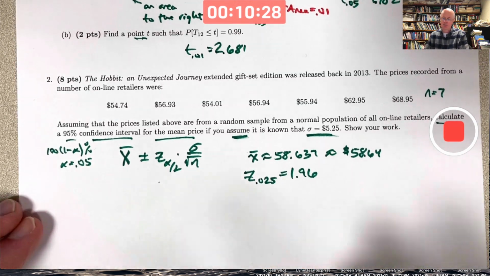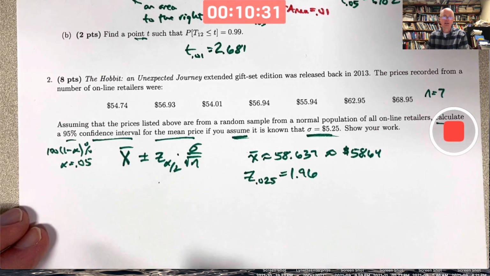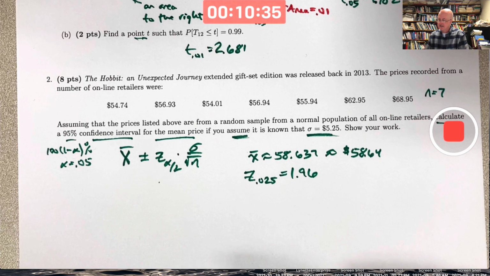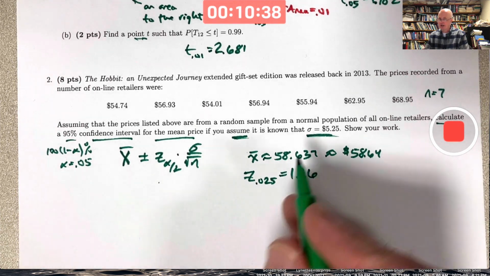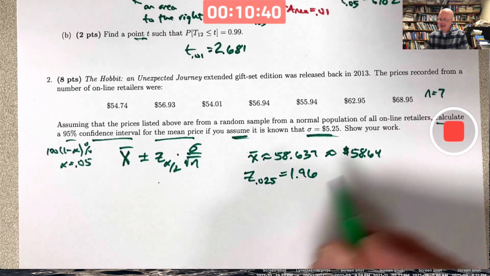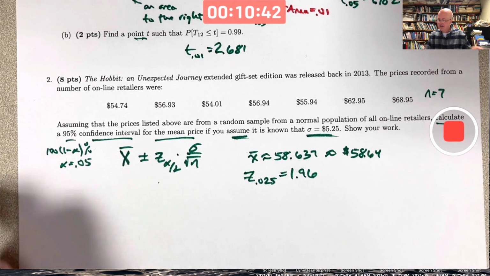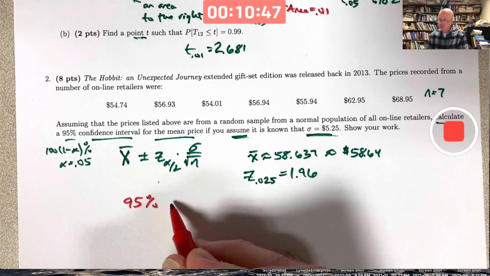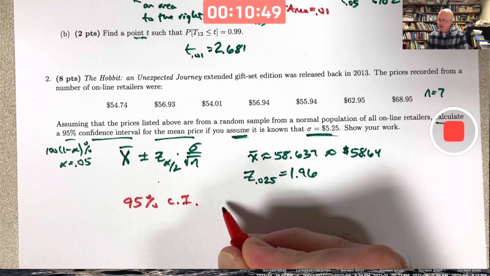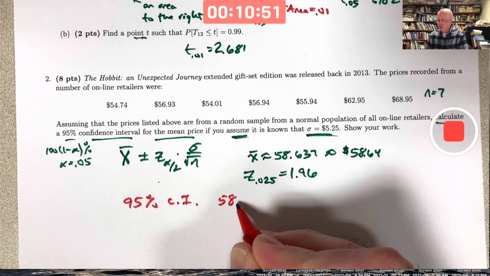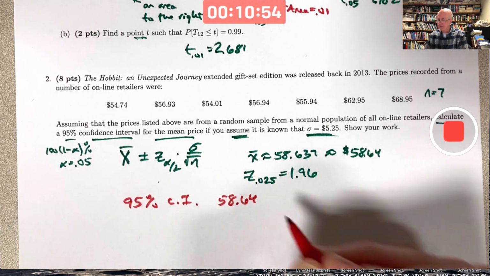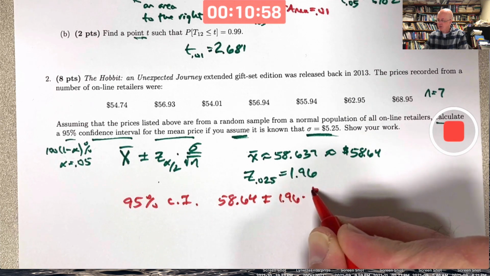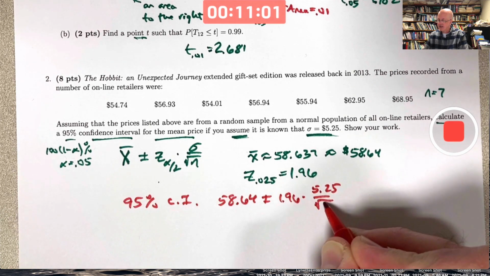But this is a number many people remember even long after a stats course is over as a z value for a 95% confidence interval. Again, sigma, we're pretending we know, is 5.25, and n is 7. So putting this all together, our observed 95% confidence interval for this particular random sample is going to be 58.64. I'll go ahead and round it to the nearest cent, plus or minus 1.96 times 5.25 over square root of 7.